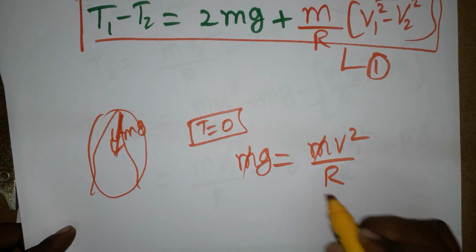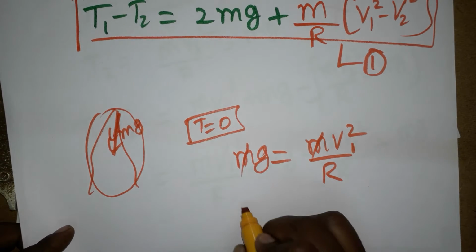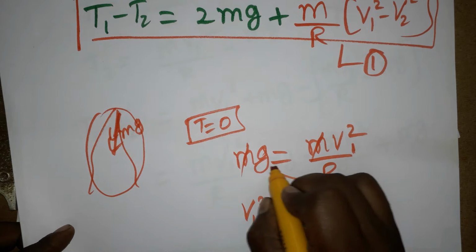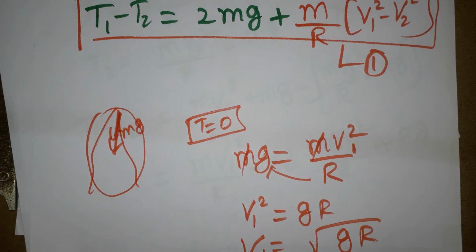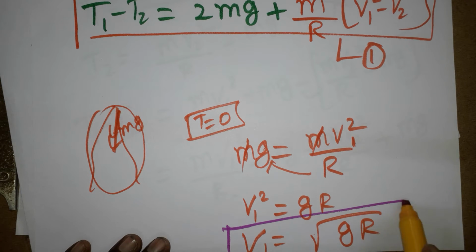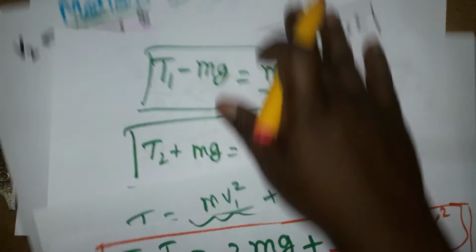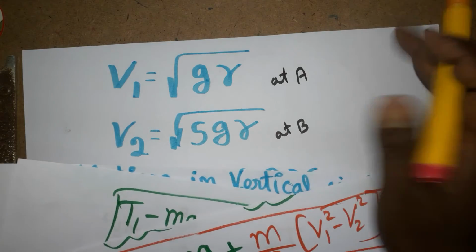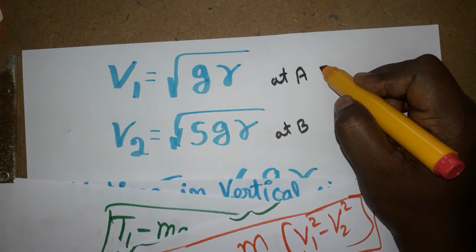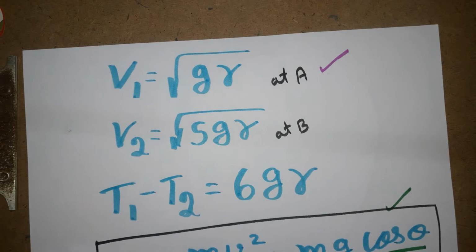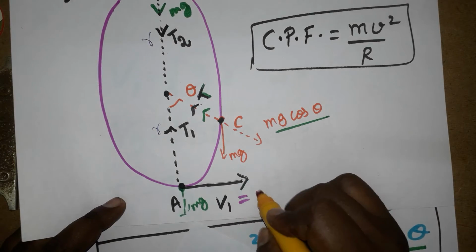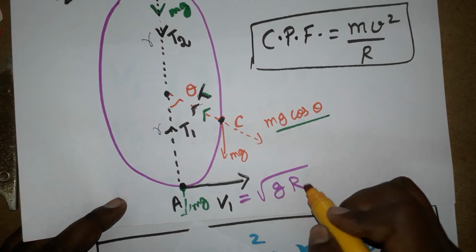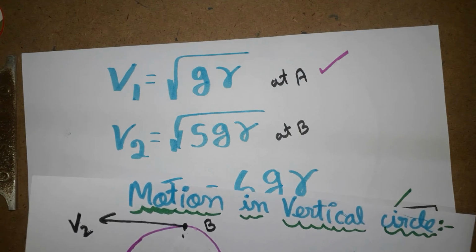Okay. So, m gets cancelled. So here we are taking the velocity as v1. So v1 square is equal to gr, we will get. So v1 is equal to root of gr. We got what the v1 velocity is. So in this, already I said at the point of A we got what the v1 velocity is. V1 velocity is the root of gr. We got this equation also.